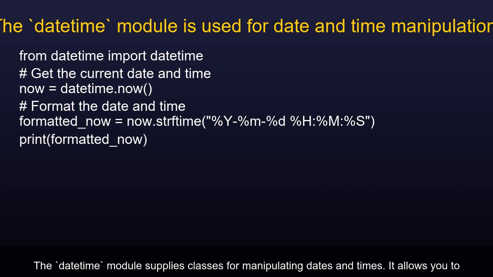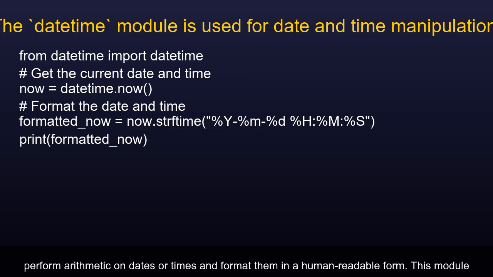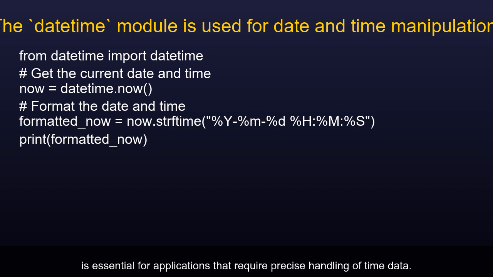The datetime module supplies classes for manipulating dates and times. It allows you to perform arithmetic on dates or times and format them in a human-readable form. This module is essential for applications that require precise handling of time data.